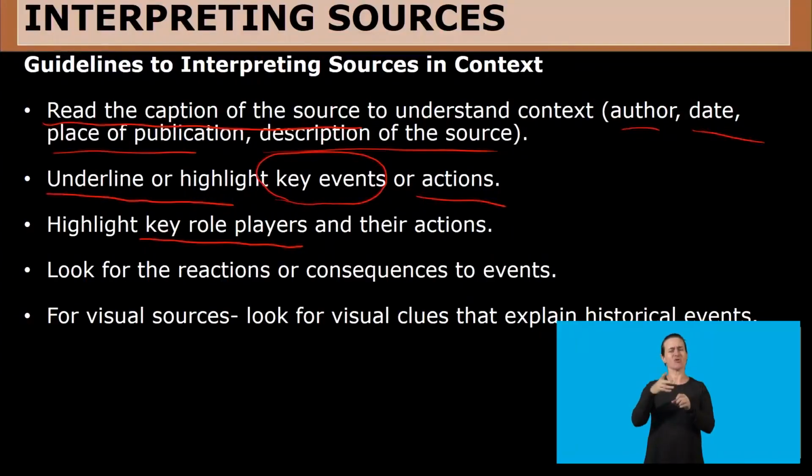You also need to highlight the key role players and their actions. Historical figures are very important because they are the ones that drive the narrative. They are driving the history, the story. So you need to know, in terms of the Cold War, Truman, Stalin, and Marshall, for the Marshall Plan, what did they do? What were their actions? That is how you interpret the sources.